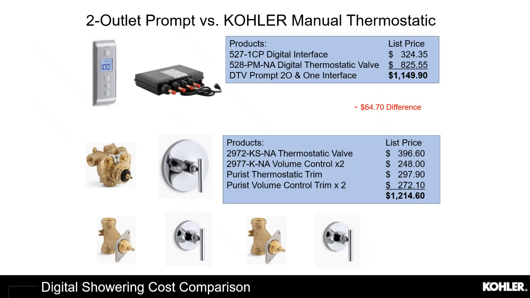From a 2-outlet and a 3-outlet combination, we look at price points again, just as we did for DTV mode. In a head-to-head comparison, you'll see here we're still saving almost $65 on product alone with our DTV prompt versus a manual thermostatic setup. So a great way to continue adding that digital portfolio while saving money for your customer.